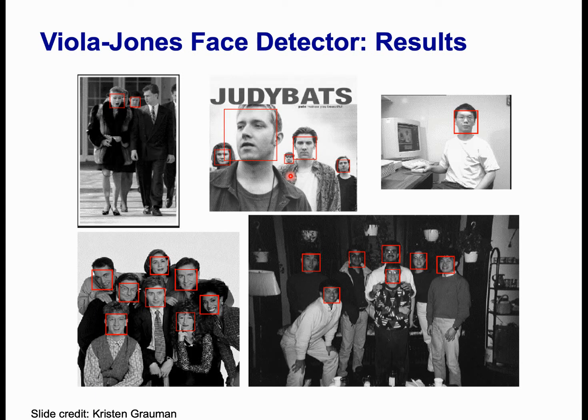And notice that there's an interesting part here where it's not able to detect the face, because the Viola-Jones face detector was trained for forward-looking faces. So whenever you have a face that's not forward-looking, because it didn't see it in the training examples, it's unable to detect it.